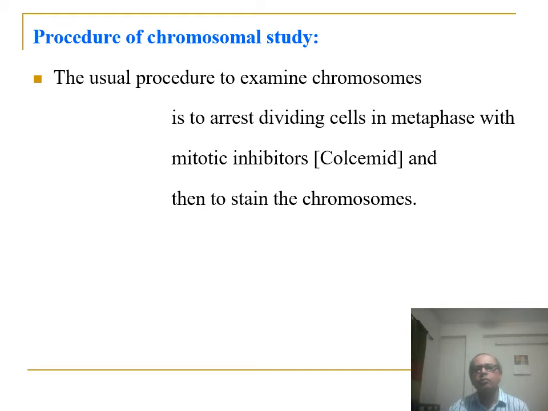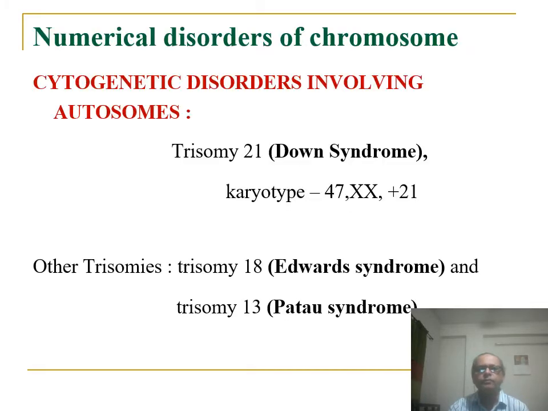What is the procedure of chromosomal study? The usual procedure to examine the chromosomes is to arrest dividing cells in metaphase with a mitotic inhibitor, that is called colchicine, and then to stain the chromosomes and see them under a microscope.